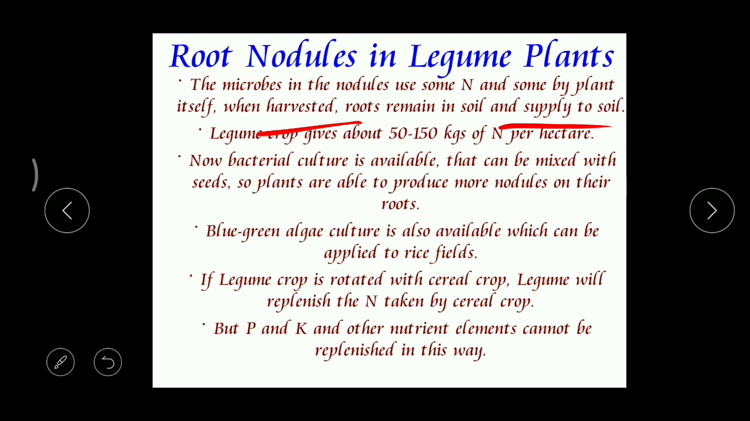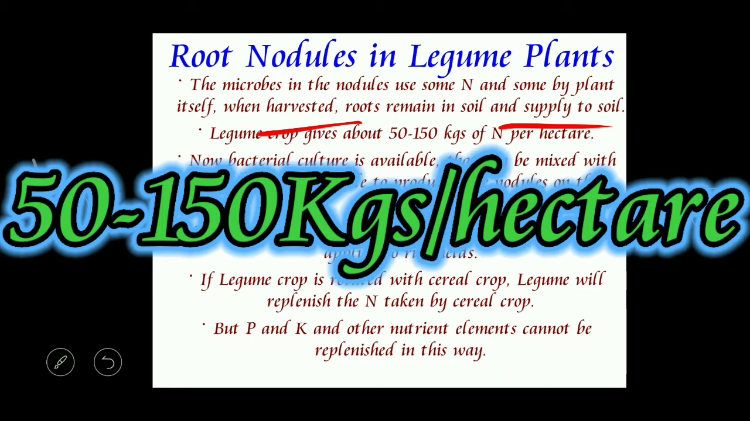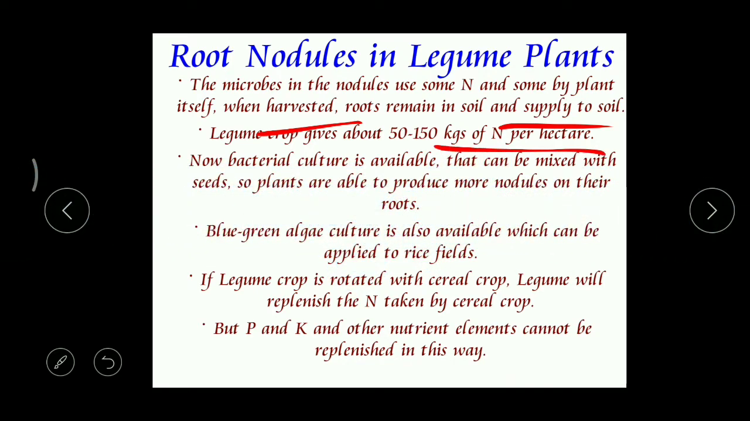So in this way, by using legume plants, we can make the soil rich in nitrogen. Okay, so for example, when we take a legume crop, it gives about 50 to 150 kgs of nitrogen per hectare. Hectare means what? That is around 2.5 acres. 2.5 acres of land can be called a hectare, right? So when we are growing a legume crop in a hectare, from that crop we get how much nitrogen? 50 to 150 kgs of nitrogen.